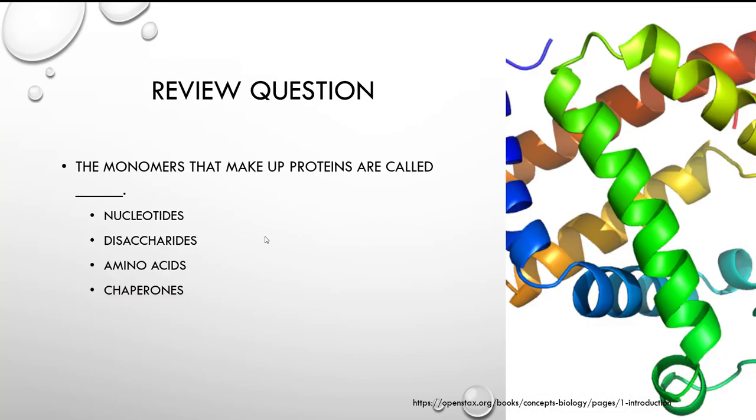And then we have the monomers that make up proteins. Are they nucleotides, disaccharides, amino acids, or chaperones? If you chose amino acids, I would agree with you. And sometimes you see this as peptides also, but hopefully most of the time you'll see them as amino acids. I think the workbook usually only calls them amino acids, but occasionally you might see peptides out there. So amino acids are the monomers that make up the proteins, or polypeptides, sometimes you'll see that.